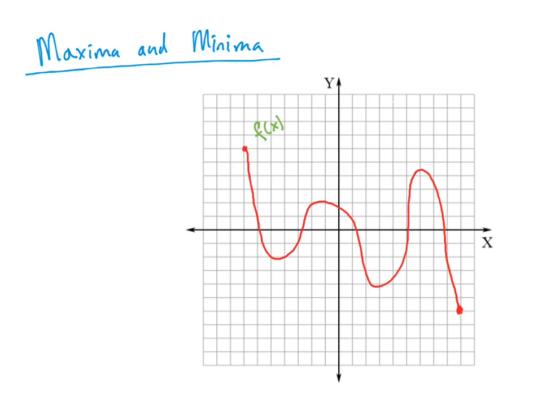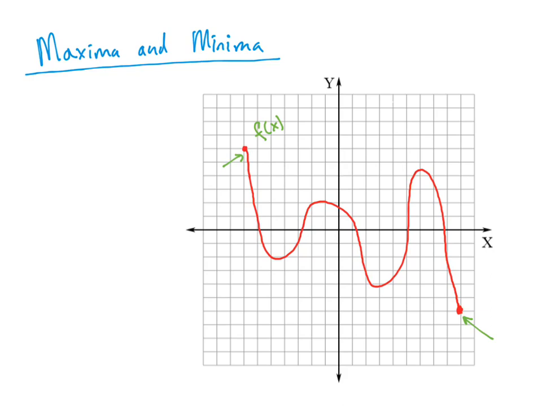So f of x, when we first glance at it, we can see that there is one value that is the greatest value that this function ever reaches, and it's at this point right here. We can also see that there's a smallest value that this function reaches, and it's right here. So we can call these the absolute greatest and smallest, or the absolute max and the absolute min value of the function. We can also call these the global max and the global min.